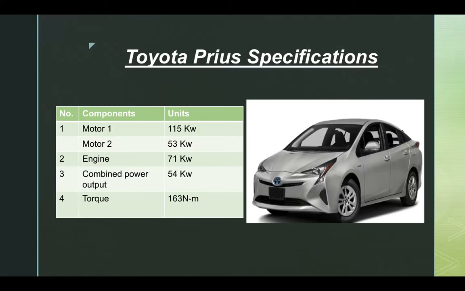So I have used Toyota Prius as my reference to my project, and its specifications are like it has two motors. The motor one has a power of 115 kilowatt, and motor 2 has power of 53 kilowatt, and engine power is 71 kilowatt, and combined output power would be 54 kilowatt, and it has a torque of 163 Newton meter. So actually I've used a Toyota Prius MY10 model as my reference.